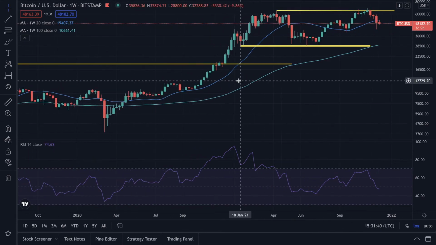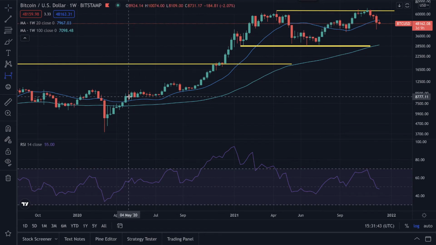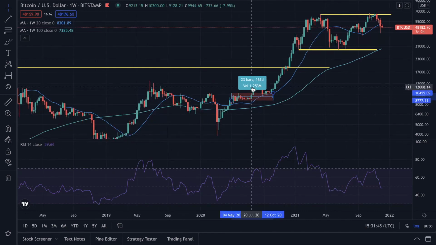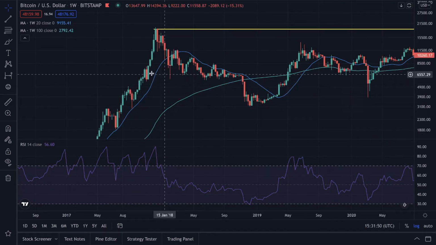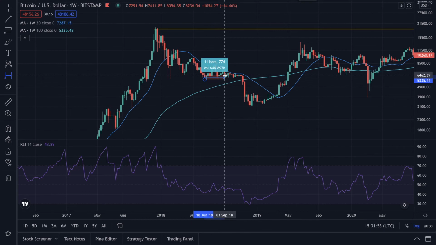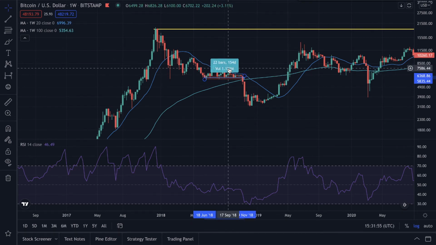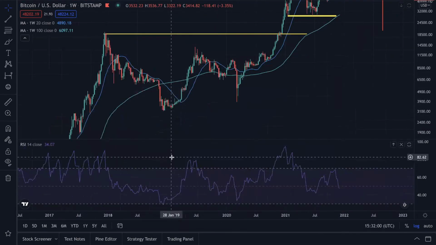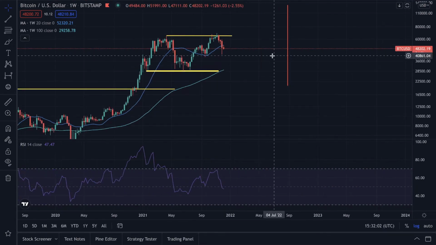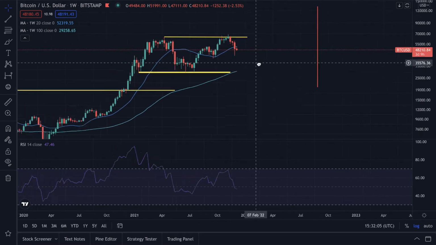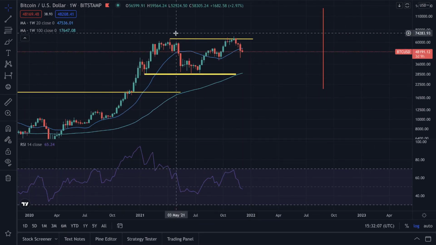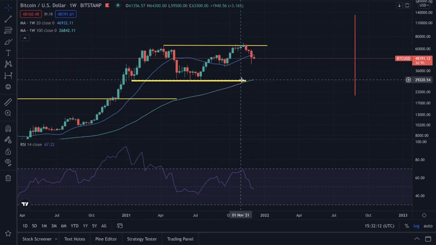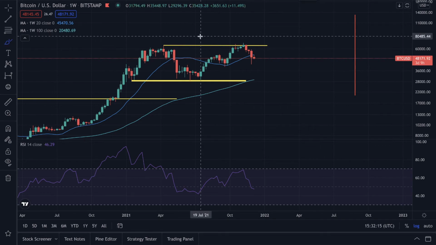You can consider this move here, which was 23 weeks. Okay, it's not a full year. Or you could call maybe this, which I think was also around 22 weeks. That's it. We don't see any other instance of Bitcoin simply moving sideways, if we do break the 50-week moving average and bounce off the 100-week.